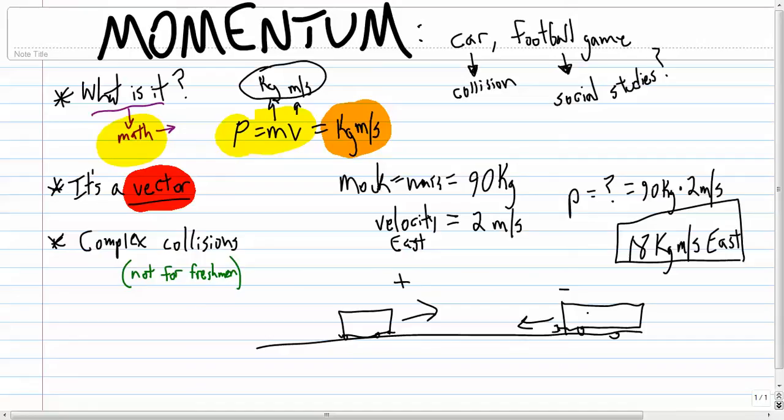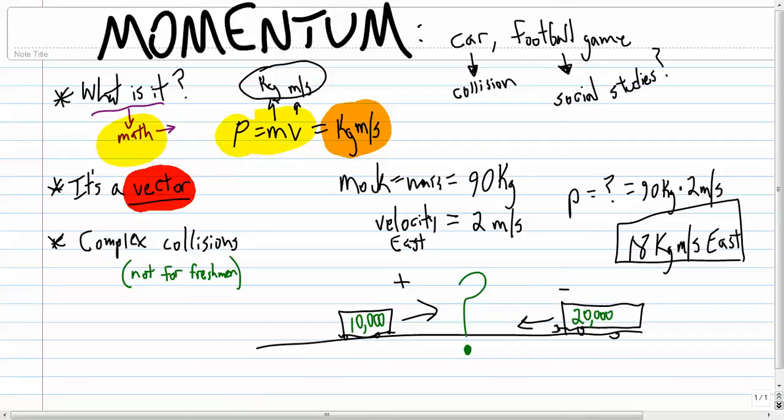But anyway, let's say that this one right here on the right has a very huge momentum, like let's say 20,000 kilogram meters per second. And actually, that's probably small for a real train car. But anyway, let's say the momentum of this one is only 10,000 kilogram meters per second. When they collide and stick together, which way are they going to move?